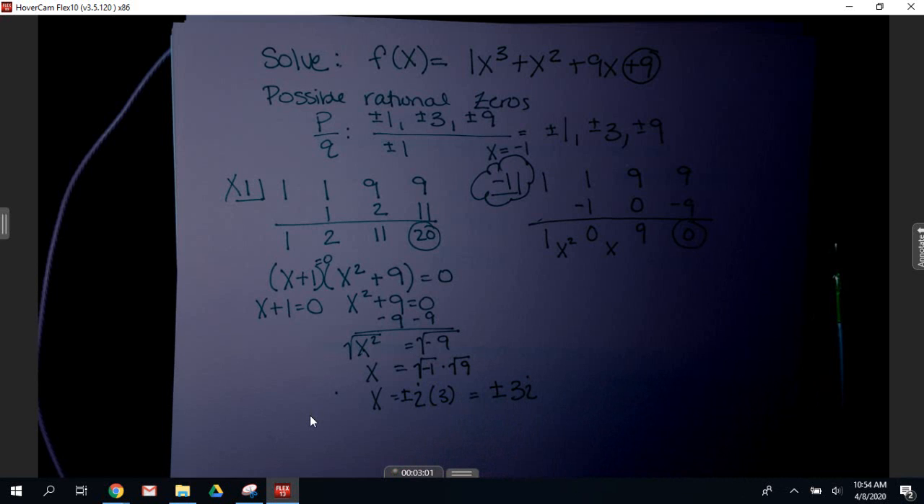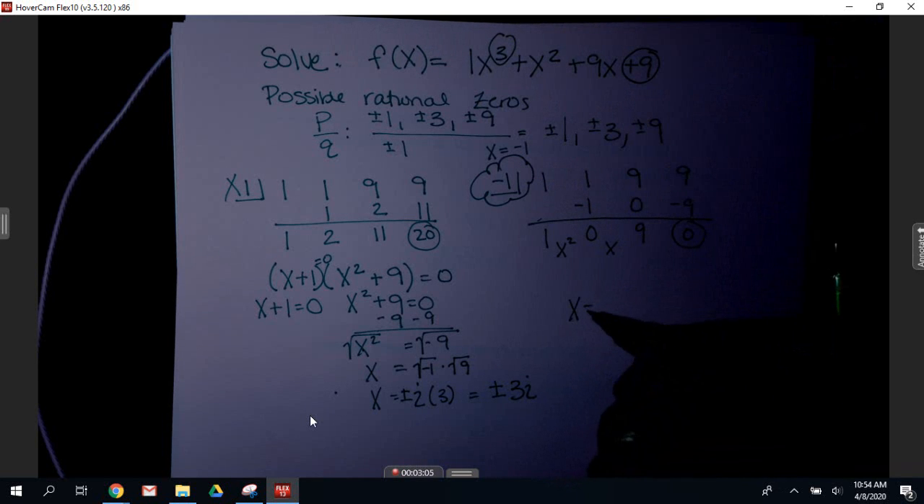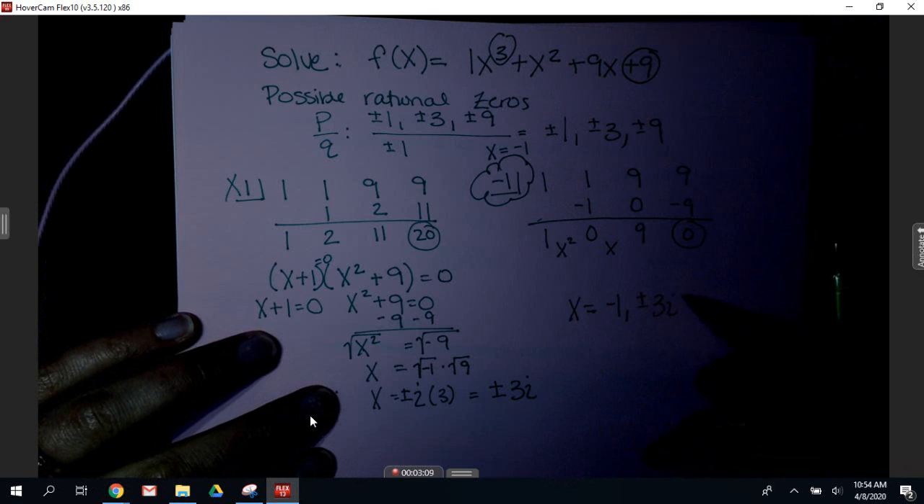So we have 3 solutions, which makes sense because this is a degree of 3. We have x equals negative 1 and then plus or minus 3i.